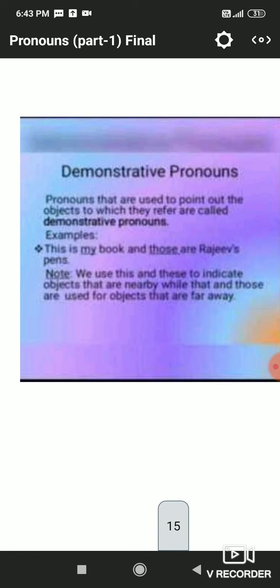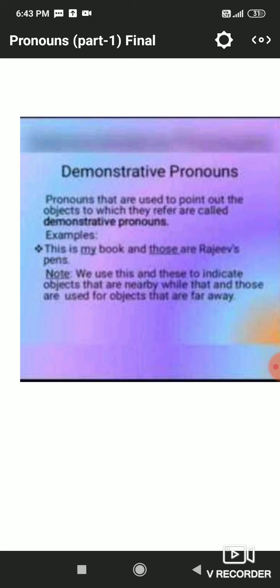Next kind of pronoun is demonstrative pronoun. Pronouns that are used to point out the objects to which they refer are called demonstrative pronoun. Like we are demonstrating something or we are denoting something. The pronouns which denote something are known as demonstrative pronoun.